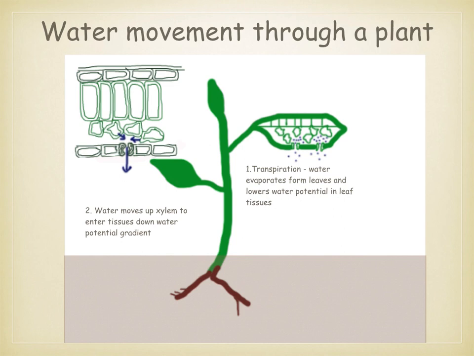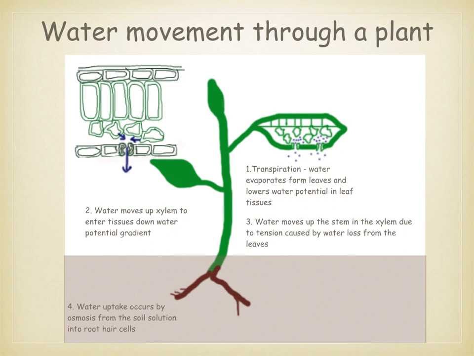The next step is that water moves up the xylem to enter the tissues, so it moves down its water potential gradient. And water moves up the stem in the xylem due to the tension caused by the water lost from the leaves. So we discussed that in the previous topic. It's called the transpiration pull. And water is taken into the root hair cells by osmosis.